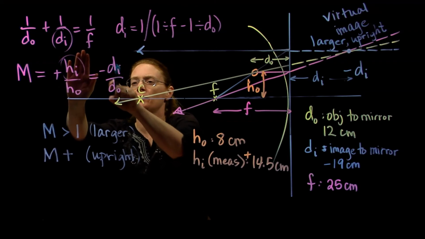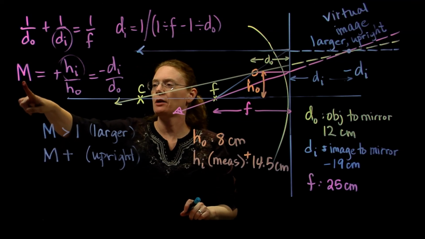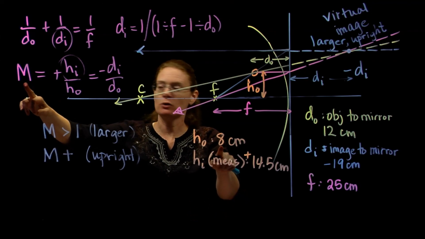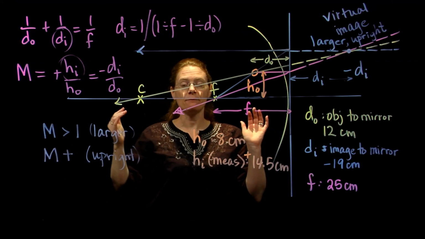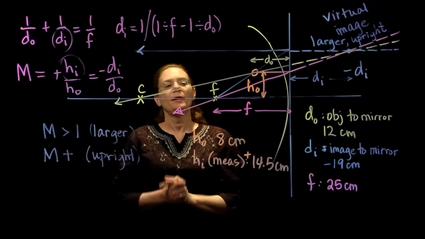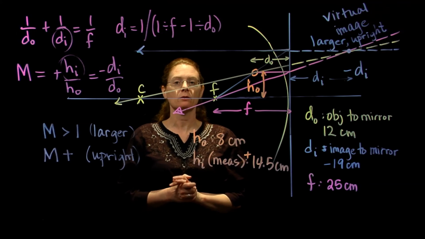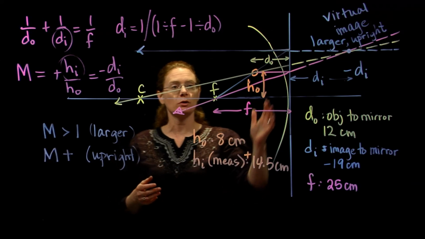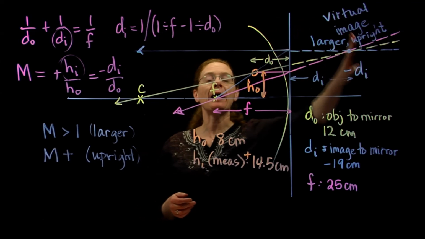So use these two numbers. Once you have DI, use DI and DO to get your magnification. Once you have your magnification, use M and HO to figure out HI. And that is a virtual image from a concave mirror. So same ray tracing, same equations as a real image. It's just that a real image is formed out here somewhere, and the virtual image is behind the mirror.